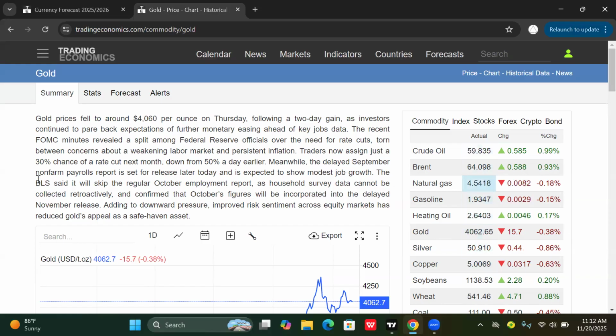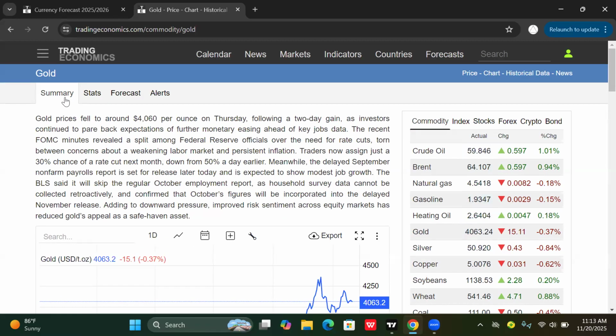The BLS, which is the Bureau of Labor Statistics, said it will skip the regular October employment report as the household survey cannot be collected retroactively, and confirmed that October's figures will be incorporated into the delayed November release, adding to downward pressure. Improved risk sentiment across equity markets has reduced gold's appeal as a safe haven, right?